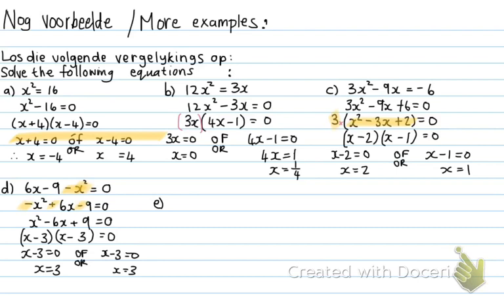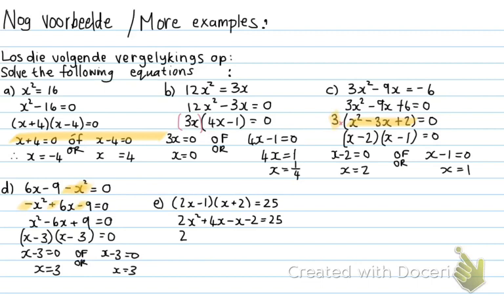Okay, last example. 2x minus 1 in brackets and then x plus 2 in brackets is equal to 25. First I need to multiply those brackets out. So it's going to be the FOIL rule. 2x squared plus 4x minus x minus 2 is equal to 25.